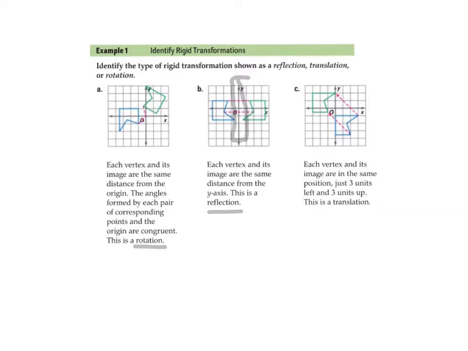And then finally C is a translation, so it's 3 units to the left and 3 units up. If I was putting that in vector form, I would do -3 because it's going to the left, and it goes 3 units up, so that's going to be +3. So either it'll be a translation and they'll say it's 3 units to the left and 3 up, or they'll put it in vector form.